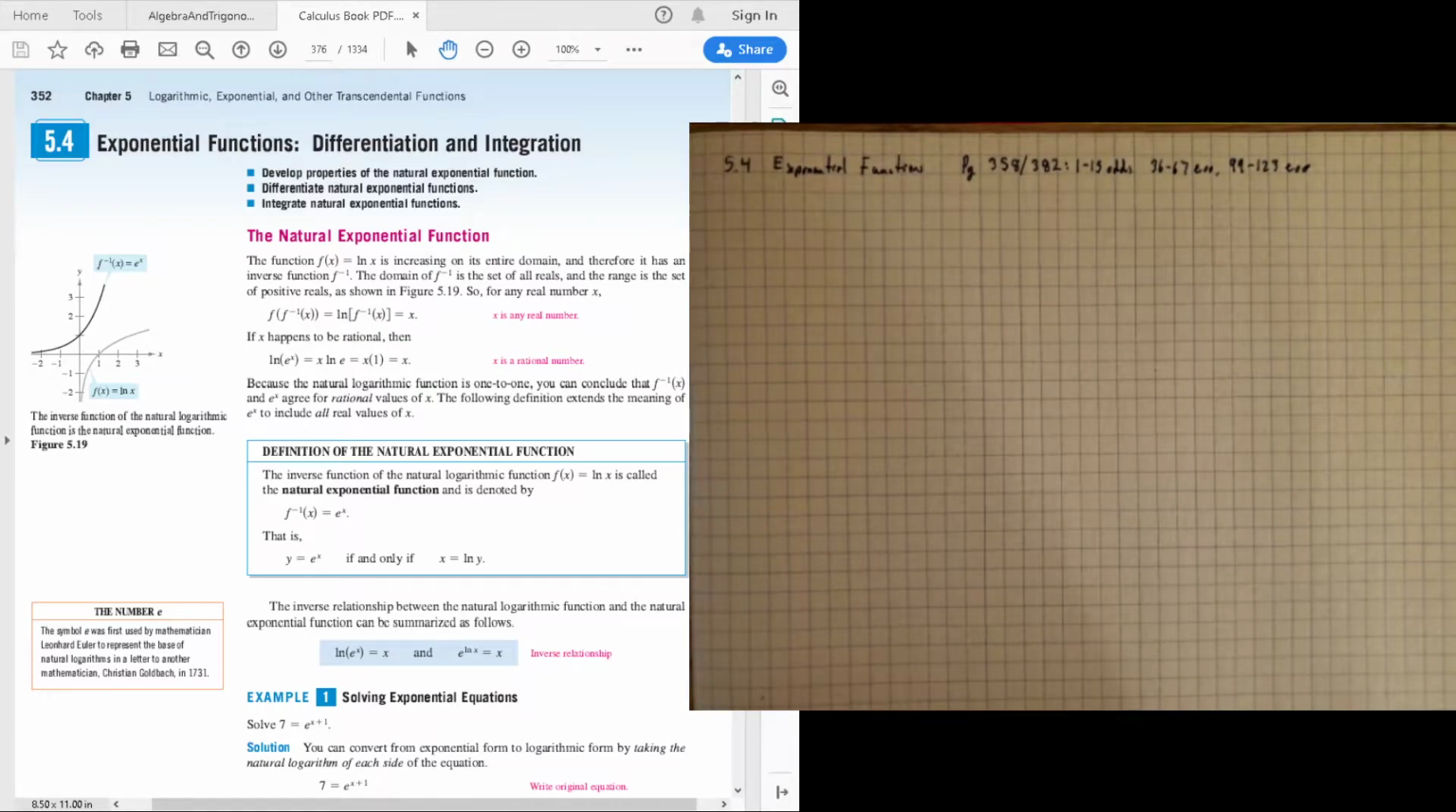Hey guys, we're doing section 5.4 today, exponential functions, talking about differentiation and integration together. You'll notice that last time we talked about inverse functions, but there was one type of function whose inverse we did not discuss.